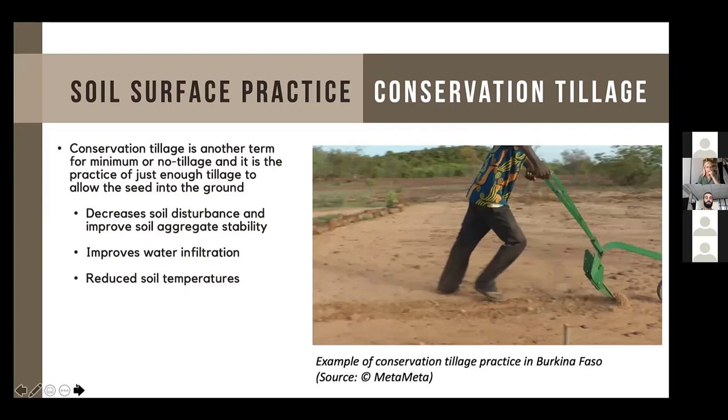Conservation tillage also leads to reduced soil temperatures compared to conventional tillage. And the process behind this is called thermal admittance differences. So basically, the heat flux that happens at the surface is happening at a deeper depth.